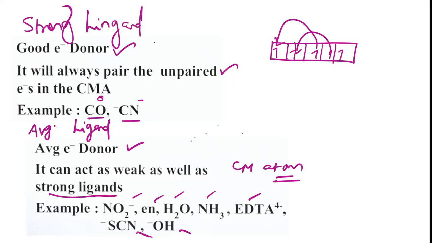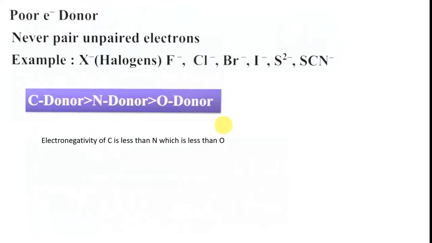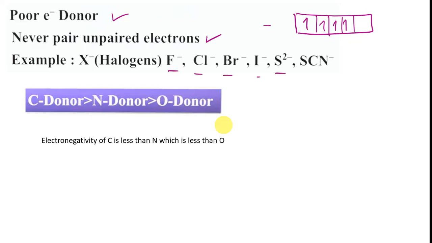And the next type, weak ligands. Weak ligands are poor electron donors and they never pair unpaired electrons. If there are electrons situated like this, they will never force electrons to get paired, right? They will remain as they are. Examples: halogens, fluorine, chlorine, bromine, iodine, and sulfide and thiocyanate.